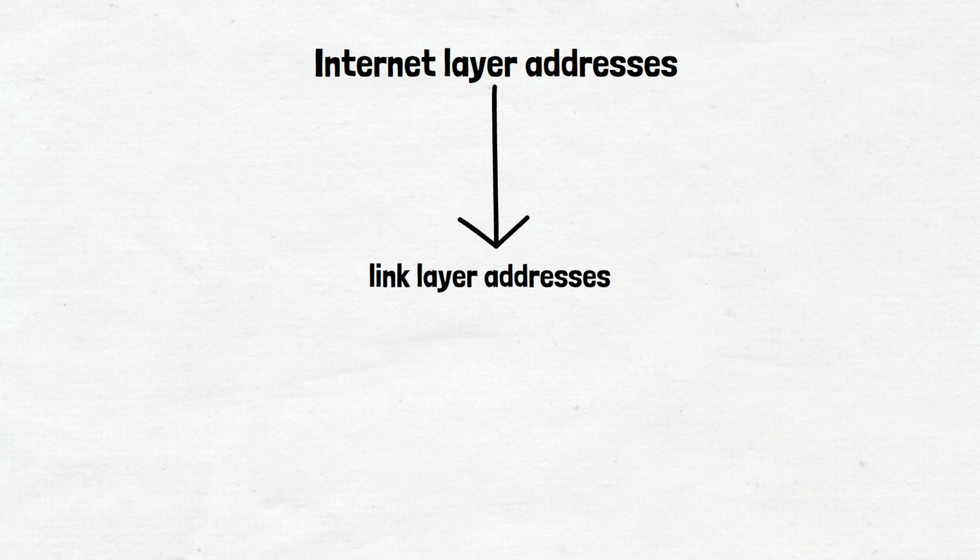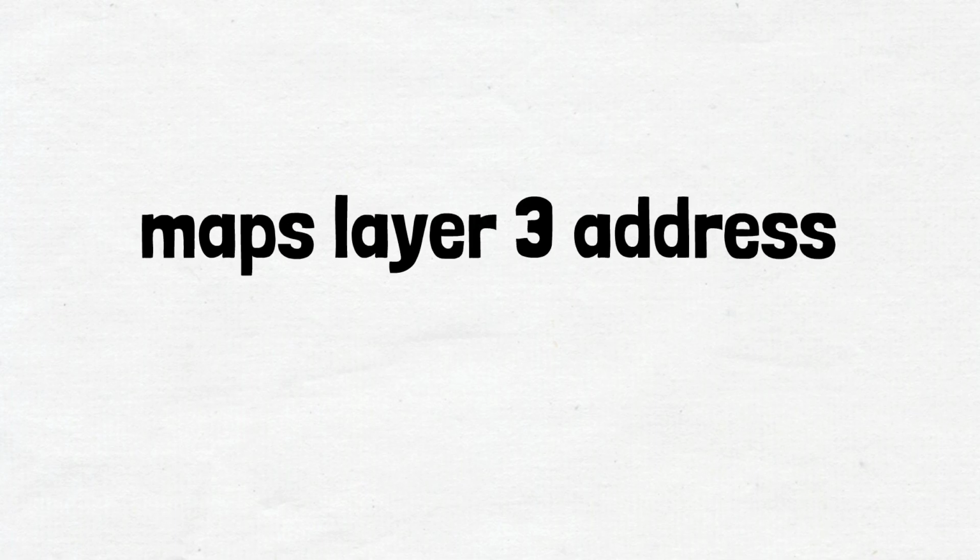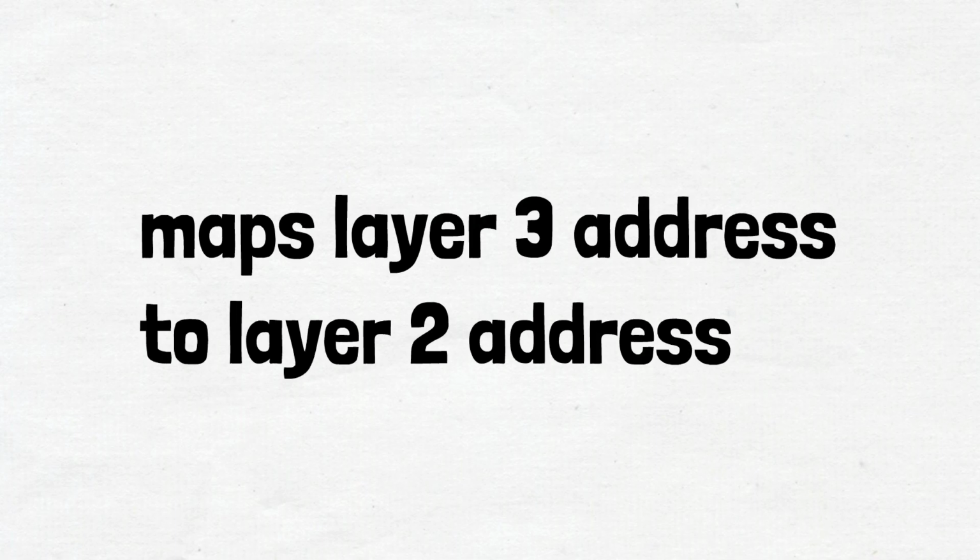Number 1 is the Address Resolution Protocol. The Address Resolution Protocol, or ARP, is a communications protocol used for the resolution of Internet layer addresses into link layer addresses, a critical function in the Internet protocol suite. In other words, it is a protocol which maps the layer 3 address to the layer 2 address.